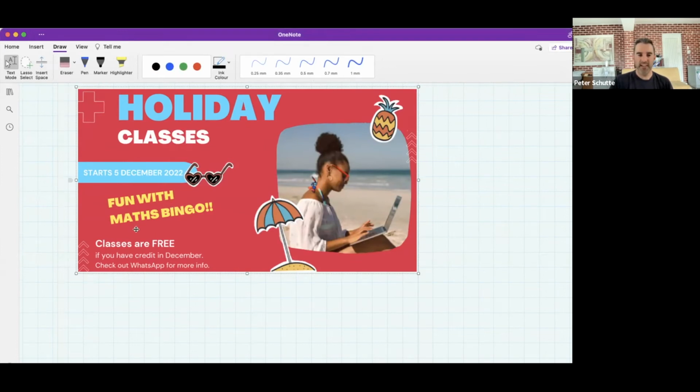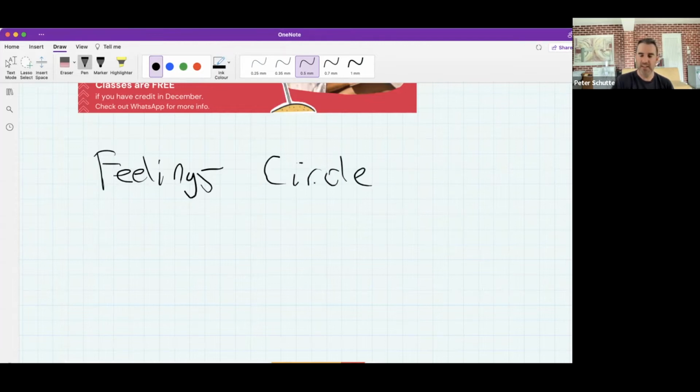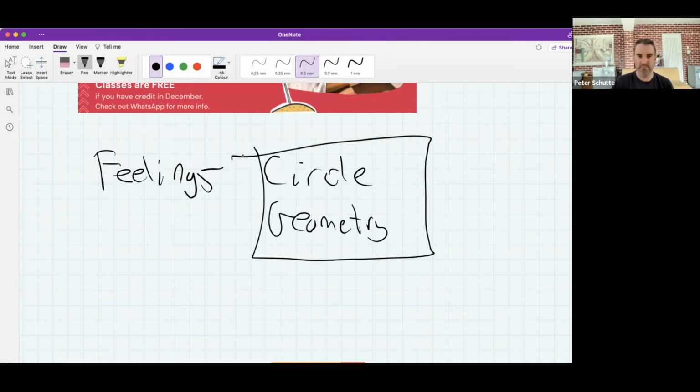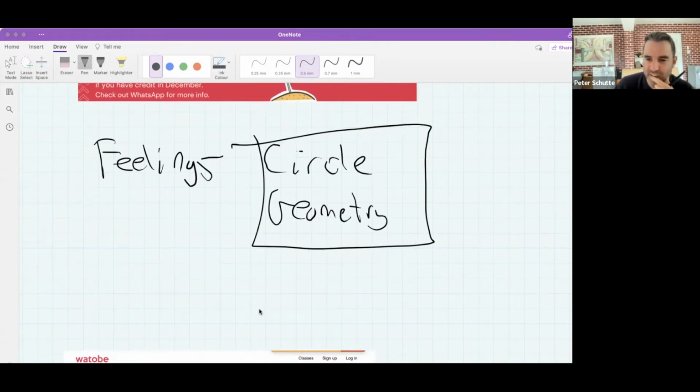So let's get started with today's content. When we think about the section circle geometry, give me a sense of your feeling towards this topic in the chat. So feelings about circle geometry: happy, sad, somewhere in between. I just want to do a quick little vibe check in the room. Okay. All right. So there's a mixture, in between. Okay.